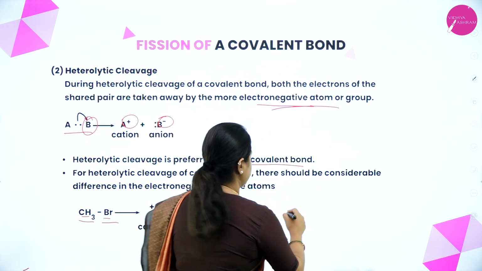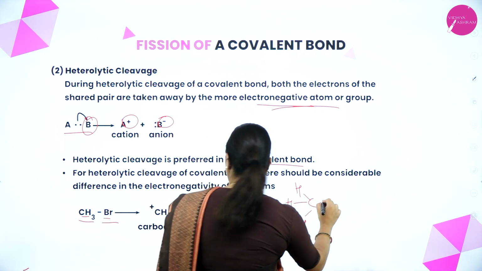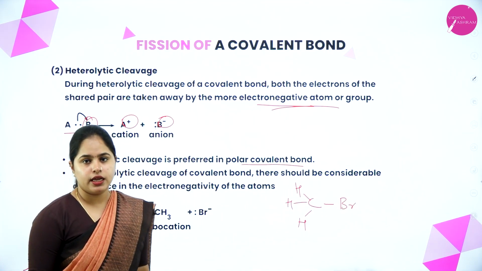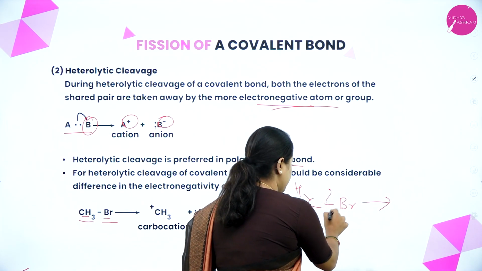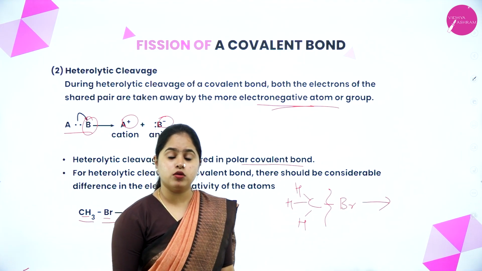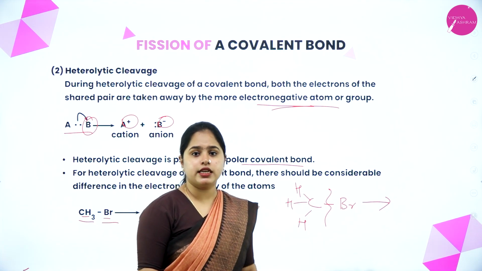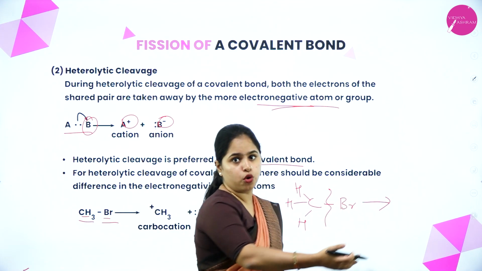How is this represented? It is CH3Br. Okay, and what happens when this carbon and bromine bond undergoes heterolytic cleavage? Heterolytic cleavage, why? Because carbon is less electronegative than bromine. So what happens? The shared pair of electrons, bromine will take it up.